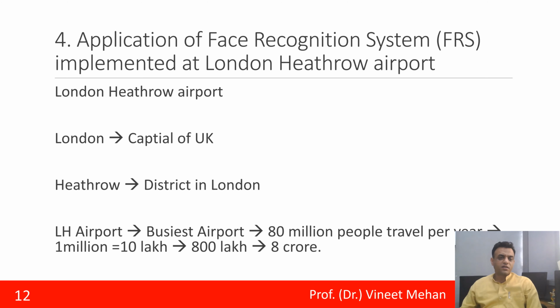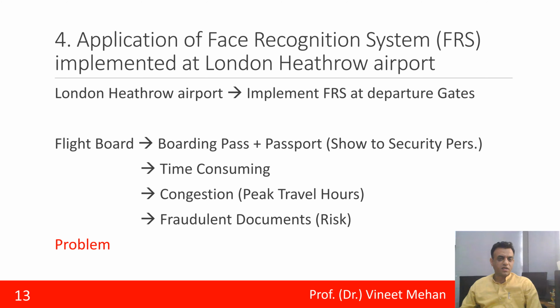Then finally, let us consider this implementation of face recognition system at London's Heathrow Airport. London is the capital of UK, and Heathrow is a district in London, and this is one of the busiest airports in the world where 8 crore people travel per year. Now here they have implemented the face recognition system at the departure gates.